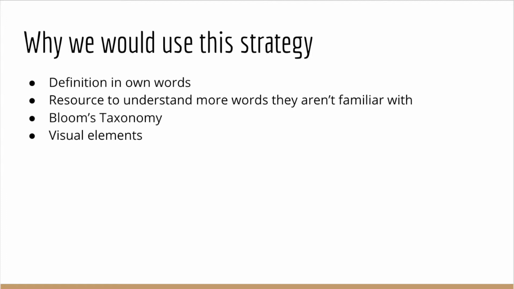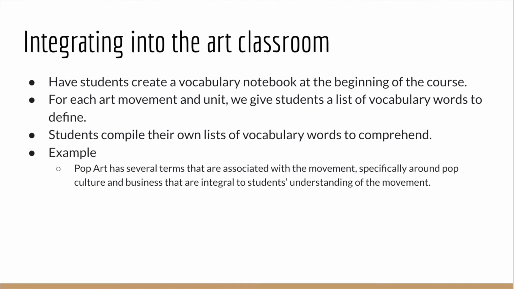This is also a great strategy for students when they aren't required to work on vocab. It can help them with a random word that they find in any text that they aren't familiar with. It also covers all the levels of Bloom's taxonomy, and it incorporates visual elements, which is good for the art content. Integrating this into an art classroom would be simple.